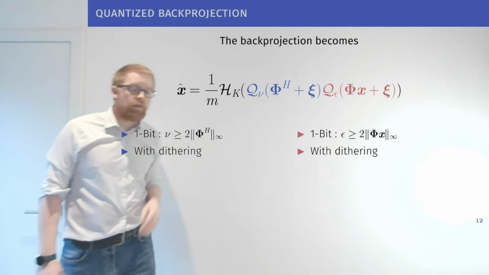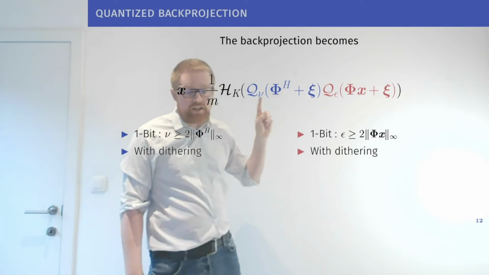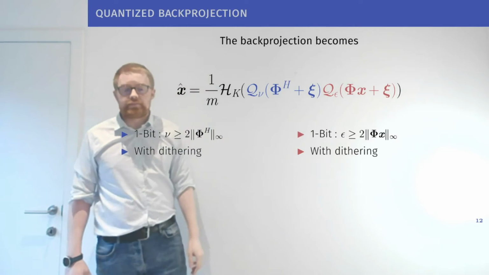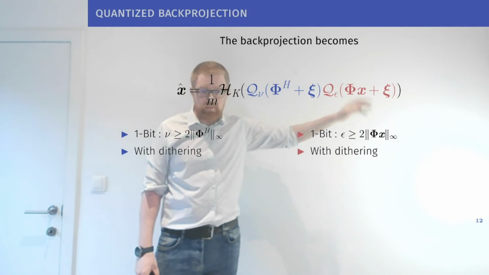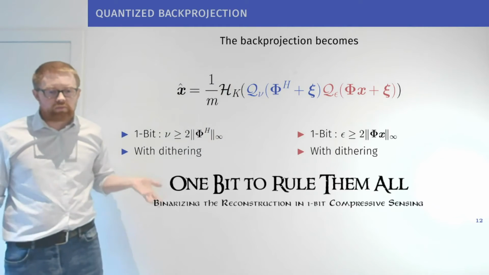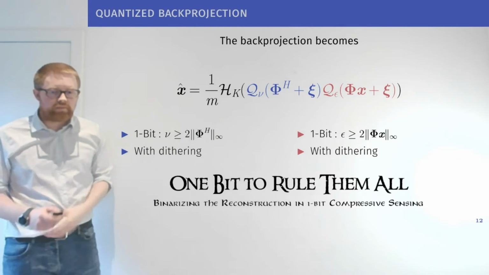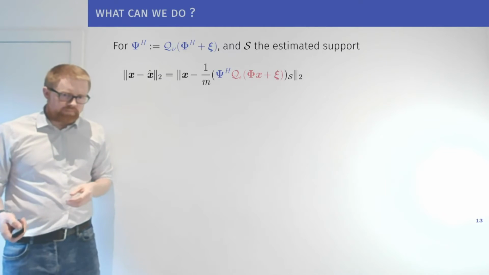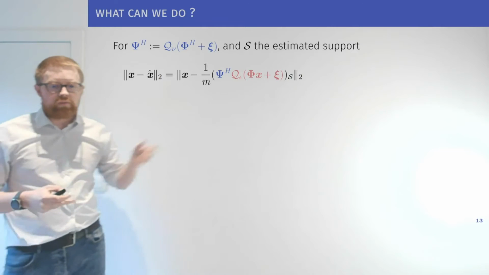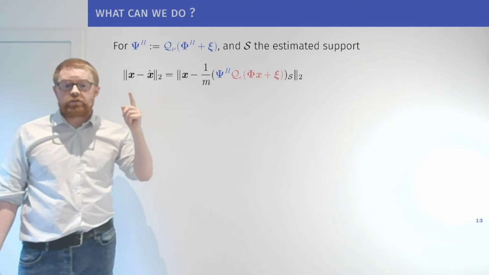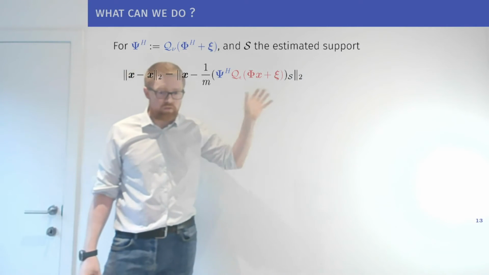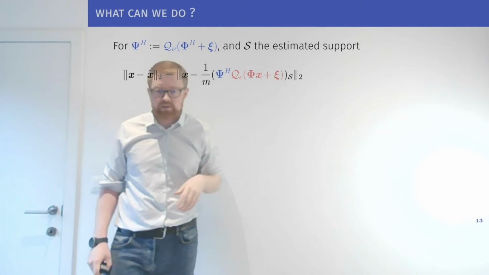So this is what we're proposing. We change this high resolution back projection to its 1-bit and dithered equivalent. So now we've got 1 bit for the measurement, 1 bit for the back projection, so we have 1 bit to rule them all. Hence the title of the talk. So let's look now at what happens for the L2 reconstruction, for the quality of your reconstruction, when you compare your estimate with the ground truth. This is what you have: your 1-bit measurement and your 1-bit back projection.